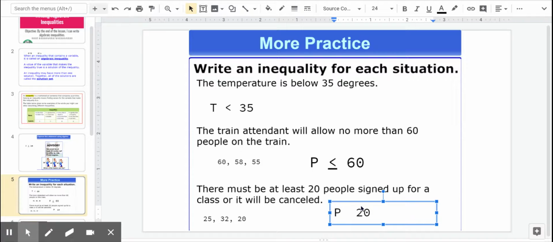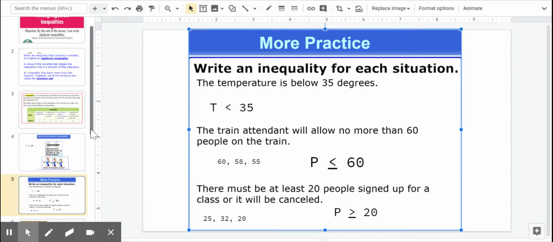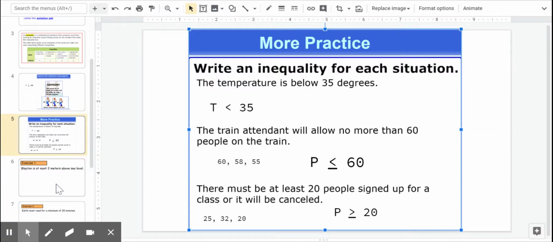Well, I want P to be all numbers that are larger than 20. So I'm going to use my greater than symbol. However, it could also equal it. So I'd put the greater than or equal to sign for my answer. Okay, we're going to practice two more of these for today.